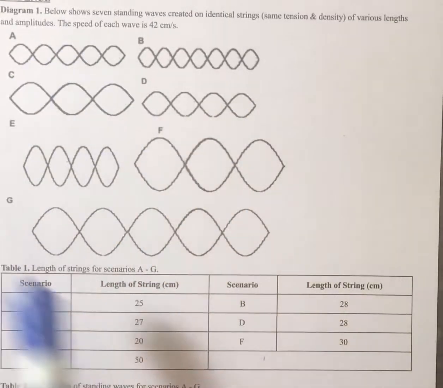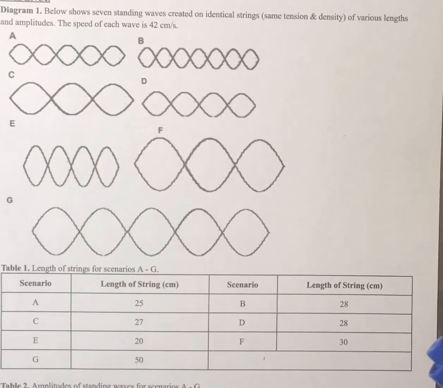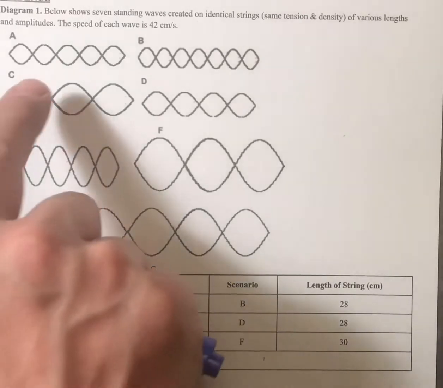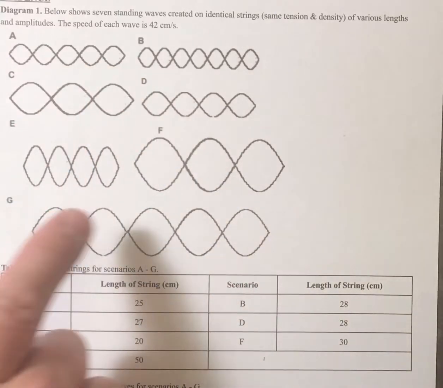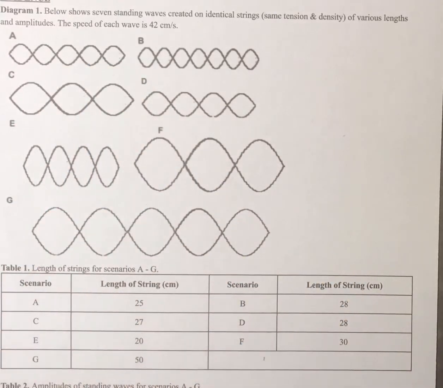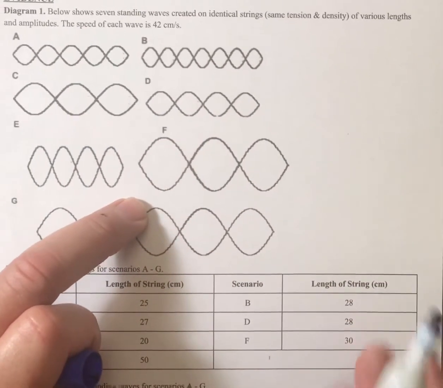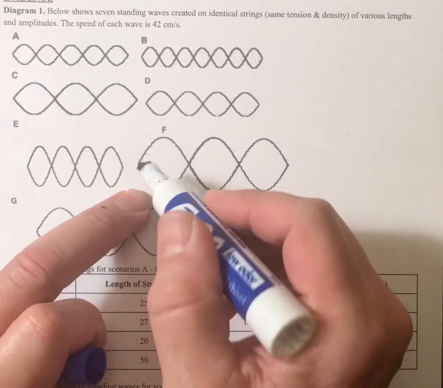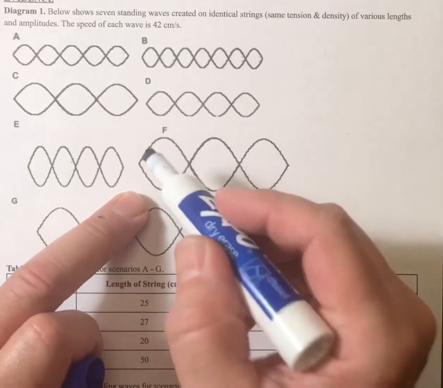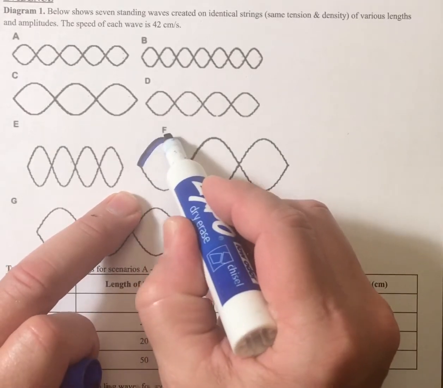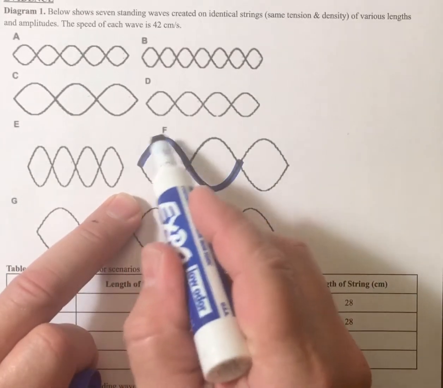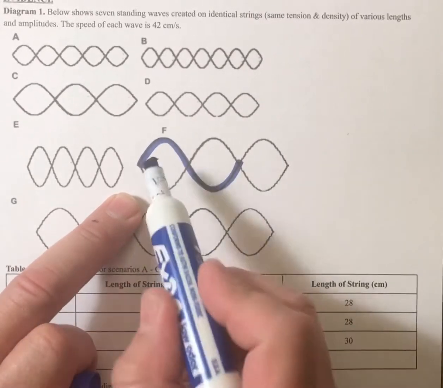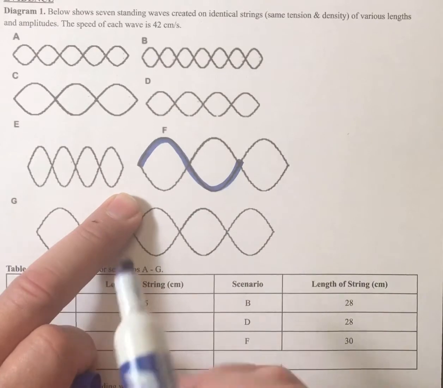This sheet is studying the relationship between the length of a wave and the length of the string. If you take any of these, what we call a standing wave, let's look at F. This would be one complete cycle. We say that's one wavelength.